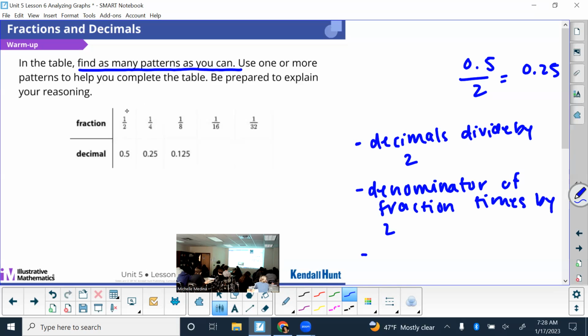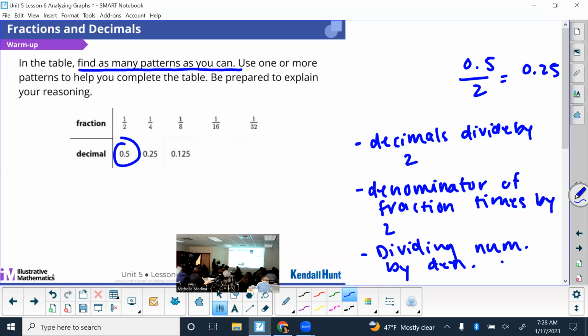So every time you divide the numerator by the denominator, you get the decimal that's down here. Okay, I didn't know that one. That's again, dividing, and I'm just gonna abbreviate, numerator by denominator gives the decimal.